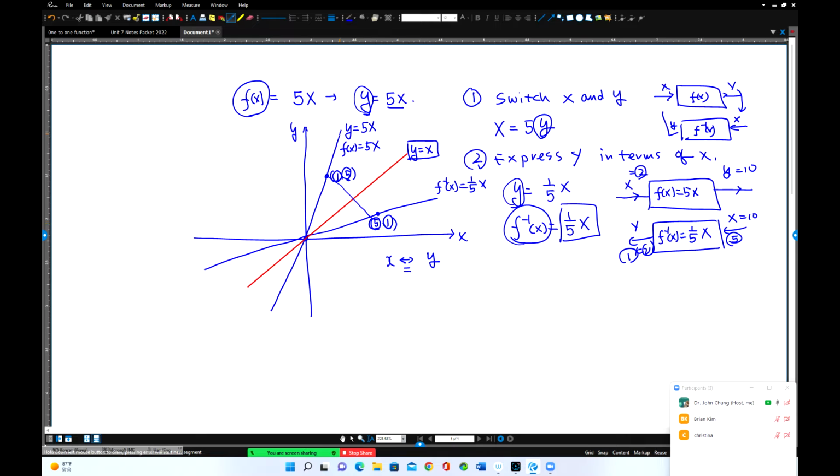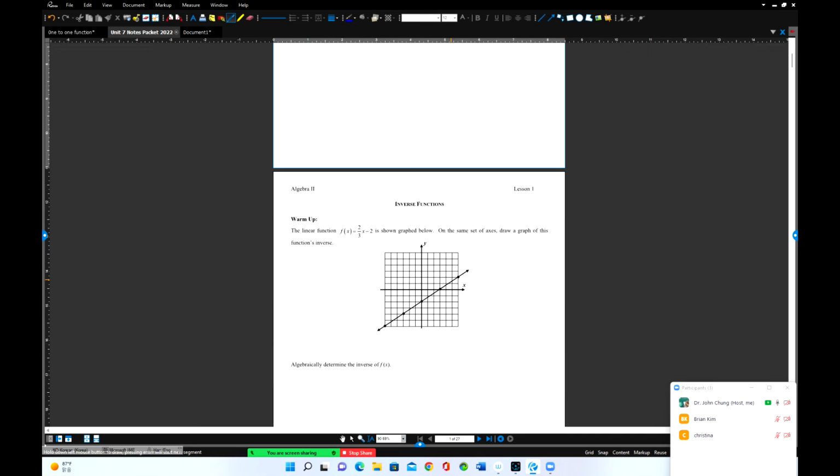If we have some other point over here, there's always a corresponding point on the other side. Are you guys okay with this? Okay, now let's go back to the class notes over here. Inverse.